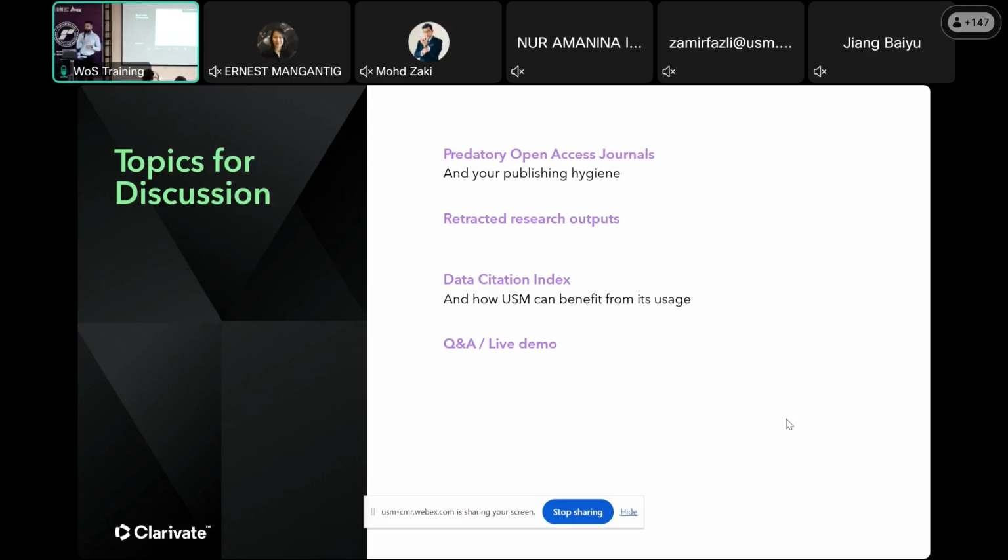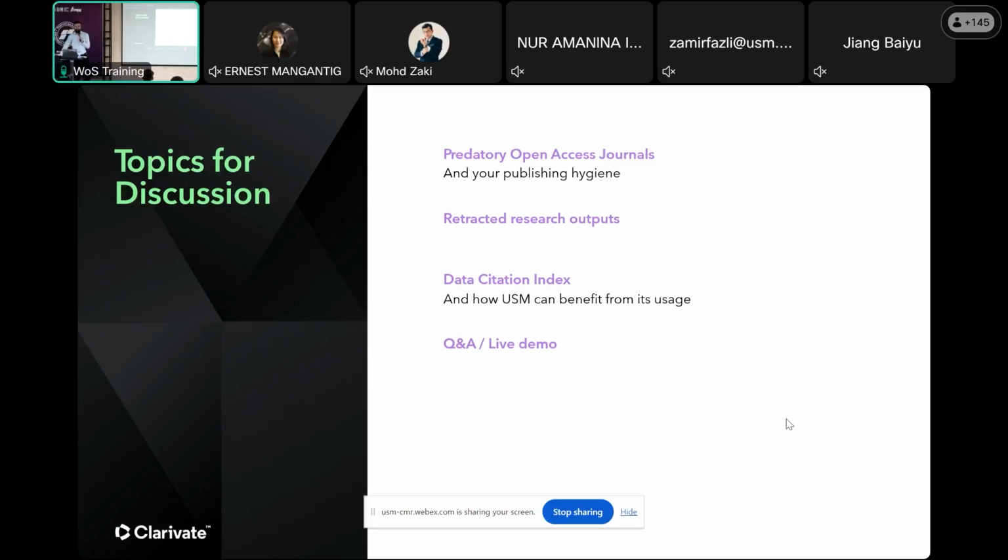Then we'll talk about retracted research outputs, how they happen, how to deal with them. Should you be fearing that your paper can be retracted? So we'll talk about that. And then we will talk about more constructive things like the data citation index. Again, we will be a bit improvising depending on your interest and your questions. Maybe we'll finish a bit earlier. Maybe there'll be a lot of questions.